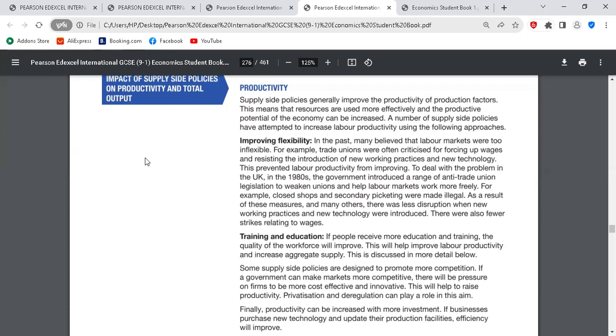For example, closed shops and secondary picketing, we talked about them before, were made illegal. As a result of these measures and many others, there was less disruption when new working practices and new technology were introduced. There were also fewer strikes relating to wages. So, improving flexibility. The trade unions are one of the reasons why there's always disruption and stoppage in labor productivity. So government has come up with laws that would reduce their power. As a result, there is more flexibility between workers and their employers. That is the first point there.